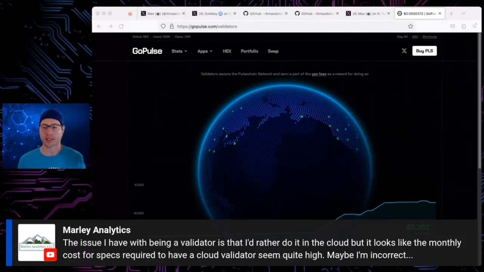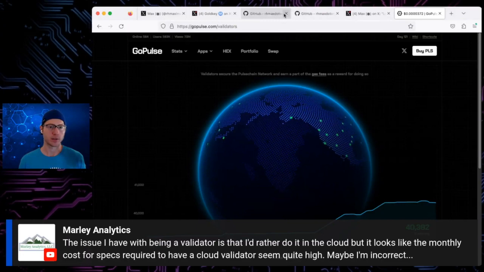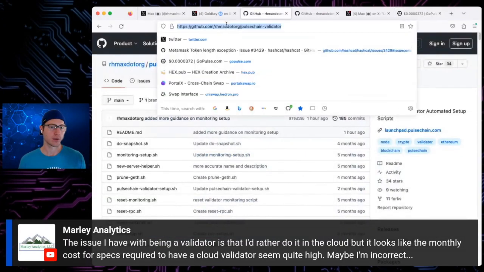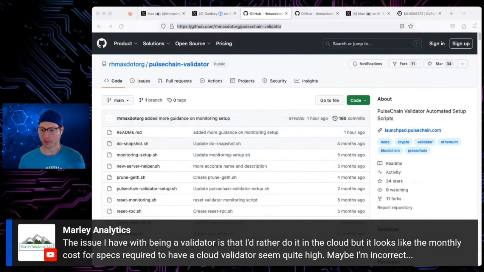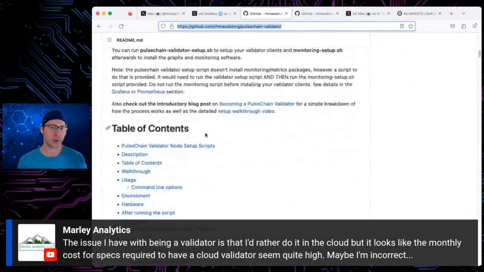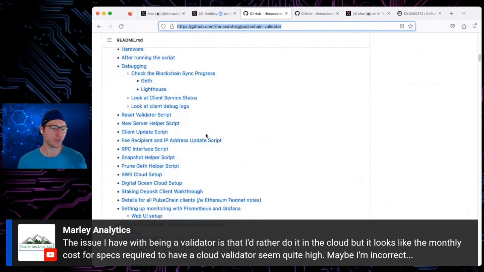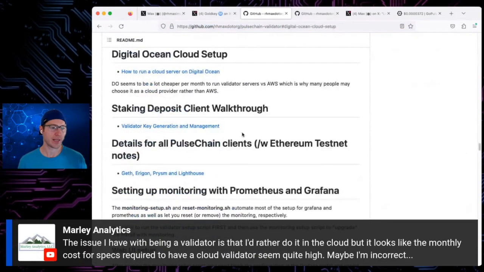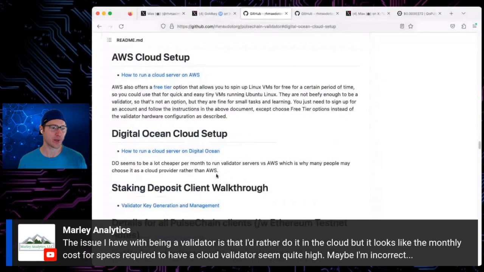But yes, it is. If you do it in AWS, for example, let me bring up, so I'll drop this in the chat in case people need the link. If you do it with AWS, then the price is going to be about twice as much as DigitalOcean. So I have guides for both DigitalOcean and AWS right here.